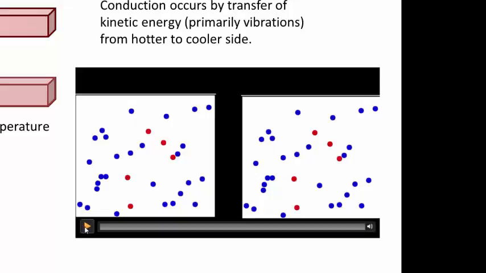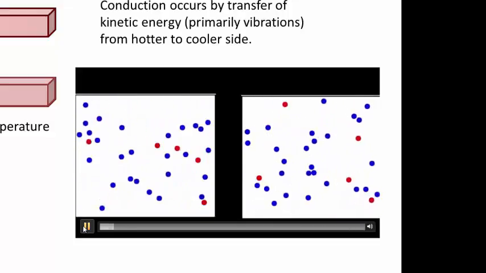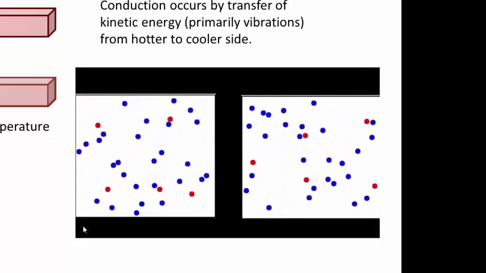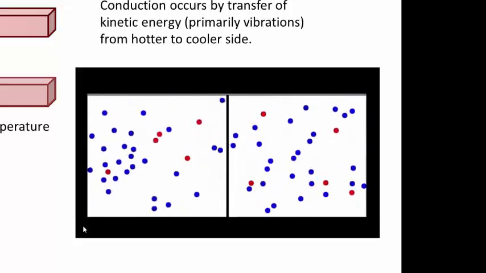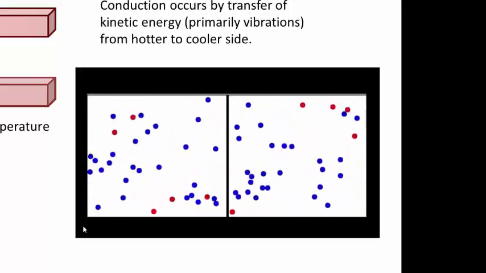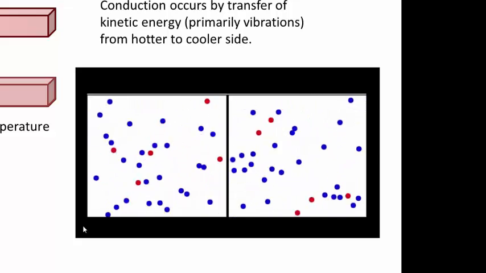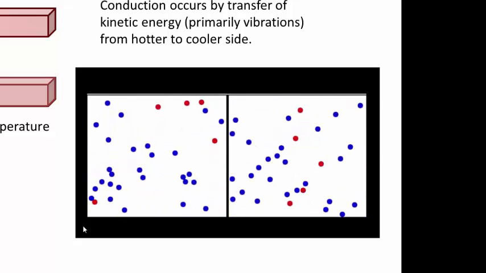Let me get this started. Initially, the one on the left has more kinetic energy. Those guys on the left are moshing, and their molecules are zipping around much more rapidly. Then if I bring them together, you'll see initially the one on the left is moving more rapidly, but now over a period of time, the atoms and molecules on both sides begin to move at about the same speed. They have equilibrated.